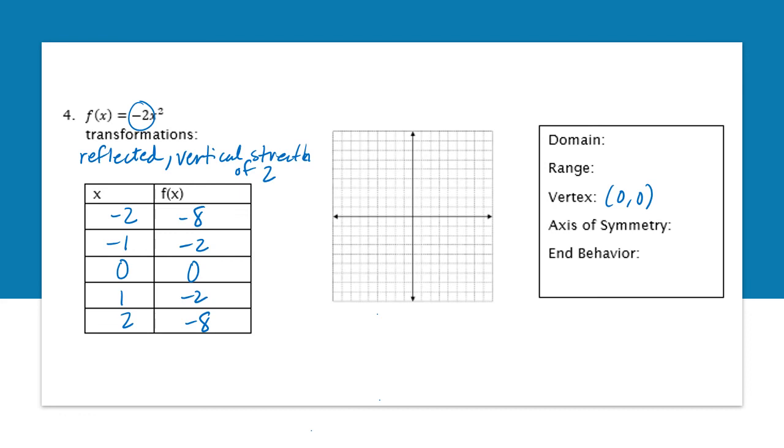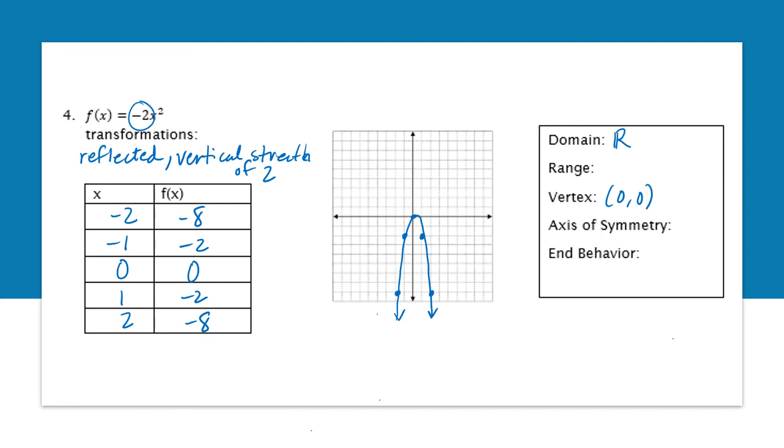All right, I'm going to graph these points. So -2, -8 would be here. -1, -2, 0, 0, 1, -2, and then 2, -8. So you can see now that this one is upside down, and it looks like somebody's stretching it out. Like if you pulled the top and the bottom of it and stretched it out, it makes it narrower than our original graph. Domain, as usual, is all real numbers. Even though it's upside down, if you followed that graph forever and ever, it would still continue to get wider and wider on the left and right.